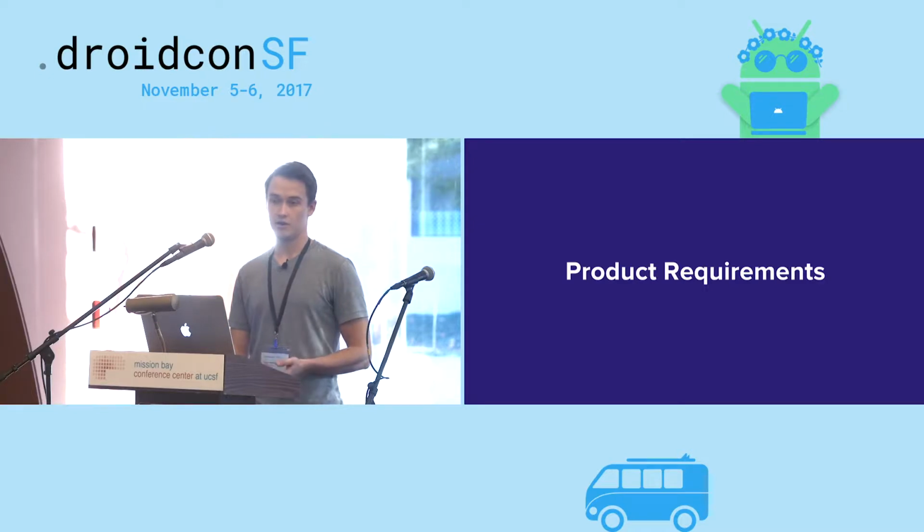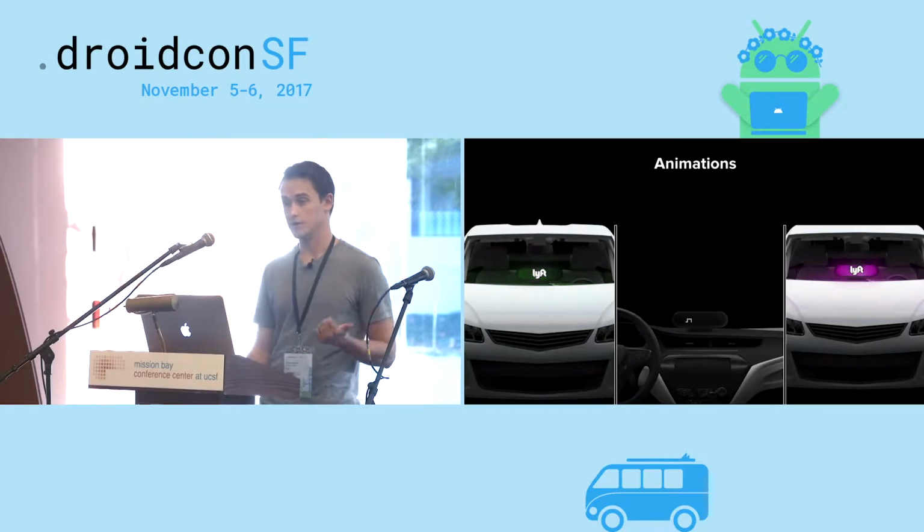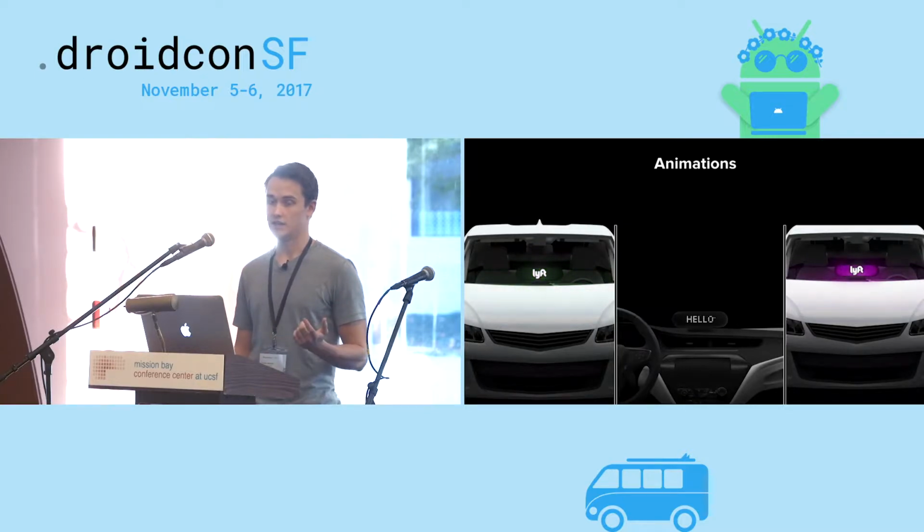So first is the product requirements. And the primary purpose of the Amp is to play these animations. You can see the green animation is what we call the beaconing one. The beaconing animation occurs when a driver arrives at a pickup location, and a passenger can check their phone and see a green light on their phone. And then they can say, oh, that's my Lyft over there, it's the green one. And that's what we call beaconing.